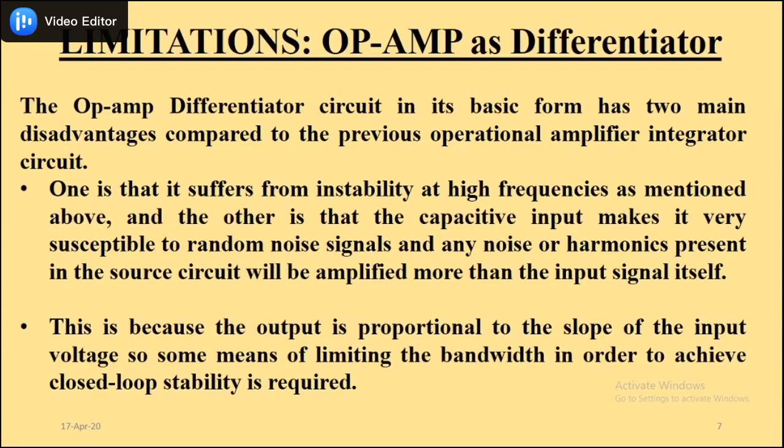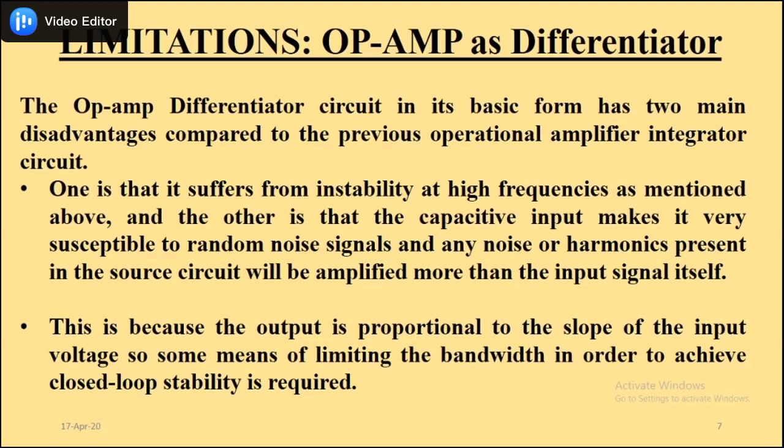So what are the limitations? First, please go through these lines. What do you infer from these? The basic limitation is that it suffers from instability at high frequency. Other is that the capacitive input makes it very susceptible to random noise signal, and any noise or harmonics present in the source circuit will be amplified more than the input signal itself. The second limitation is the output is proportional to the slope of the input voltage, so some means of limiting the bandwidth is needed in order to achieve closed loop stability. So far I am assuming that you know what closed loop and open loop stability are.